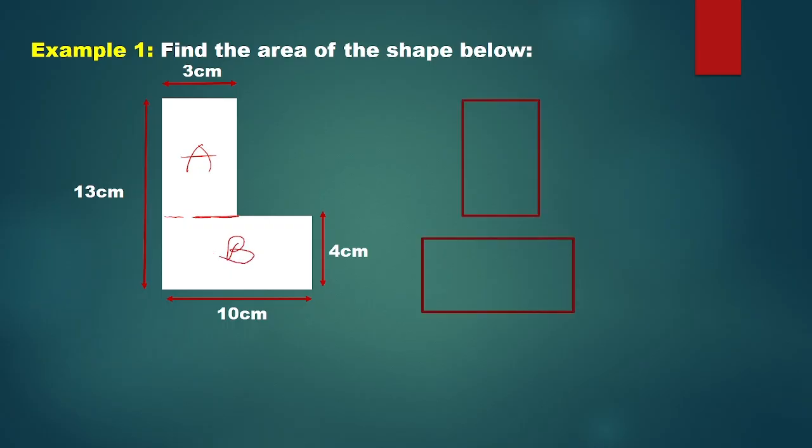Now, I'll write down the dimensions of these rectangles. So let me start with the B. Here has a width of 4 centimeter and a length of 10 centimeter. Easy, right? Now, let's go to the A. This one has here a width of 3 centimeter.